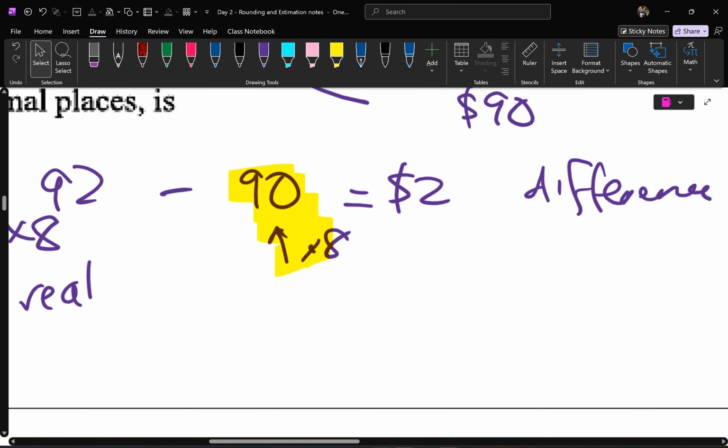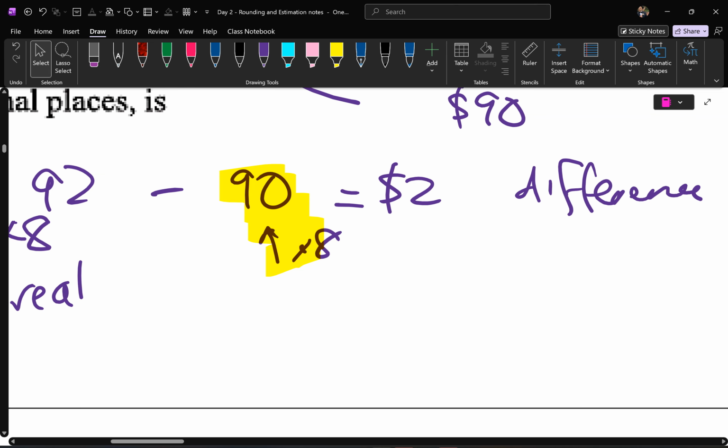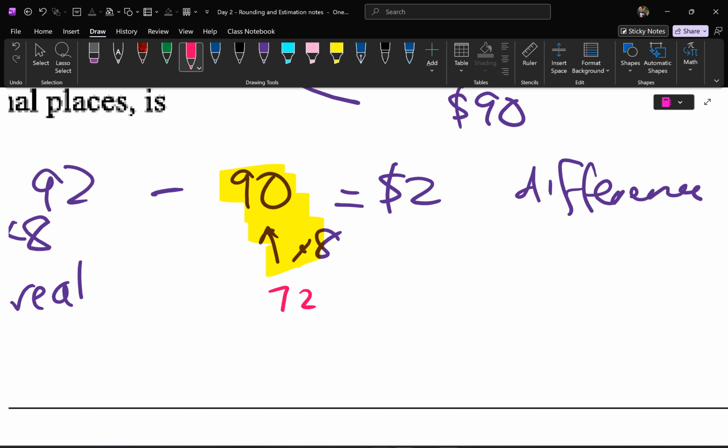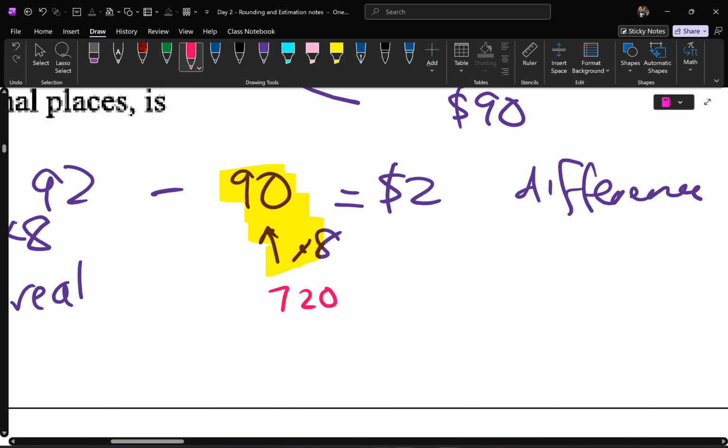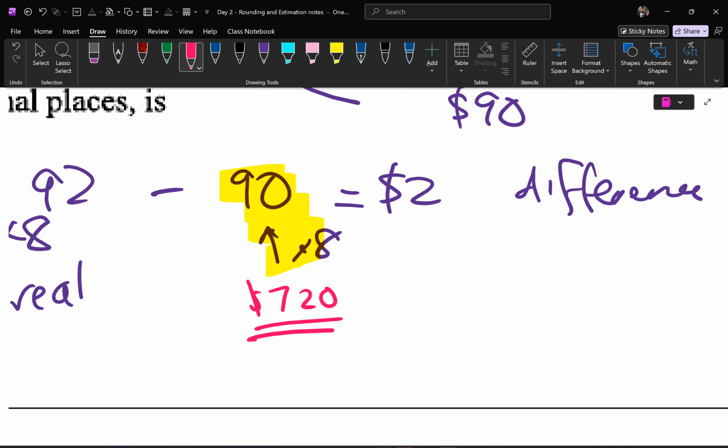Take your time. 8 times 9? 72. Add on the 0. So here we go. This is now 72. 8 times 9 is 72. Add on the 0. It's roughly $720 to buy the printer that's roughly 90 bucks. But we know it's not actually 720 because we're $2 off every time.